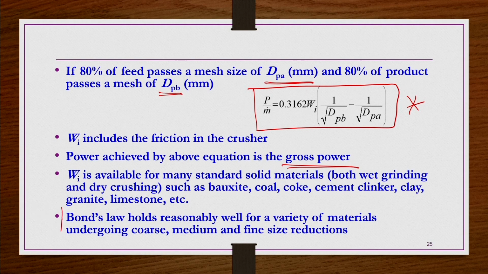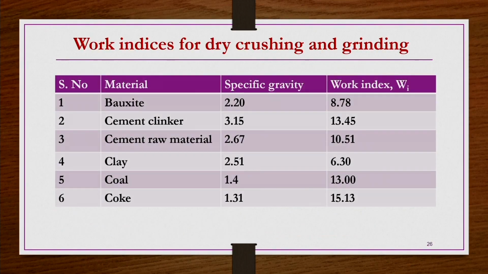And fortunately, this Bond's law holds reasonably well for a variety of materials undergoing coarse, medium and fine reduction. Unlike the other two laws, where Rittinger's law holds good only for fine reduction and Kick's law holds good only for coarse reduction, Bond's law holds good for all three types of reductions: coarse, medium and fine. We will see some numbers of Wi for dry crushing and grinding.